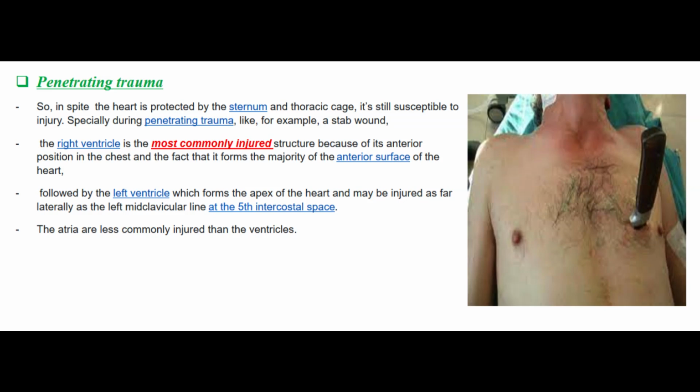Followed by the left ventricle, which forms the apex of the heart and may be injured as far laterally as the left midclavicular line at the fifth intercostal space. The atria are less commonly injured than the ventricles.